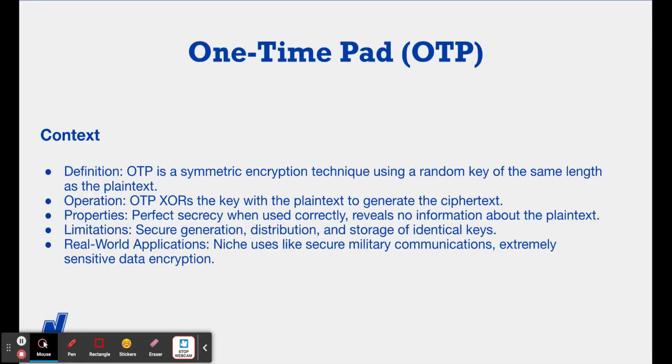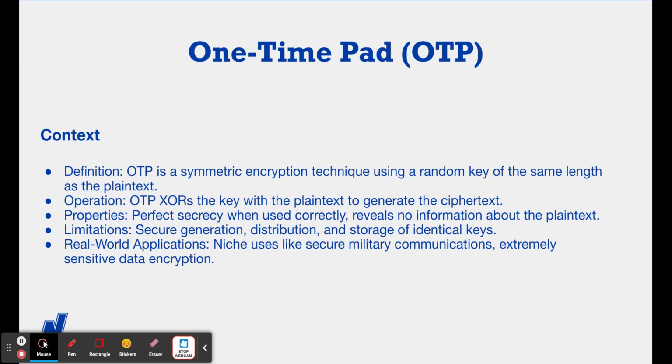For this first one, we're going to be talking about a one-time pad, or an OTP, as I'll refer to it. And you may ask me, what is this one-time pad? Well, a one-time pad, or an OTP, is a symmetric encryption technique that provides perfect secrecy when implemented correctly. It uses a random key of the same length as the plaintext and XORs it with the plaintext to generate ciphertext.